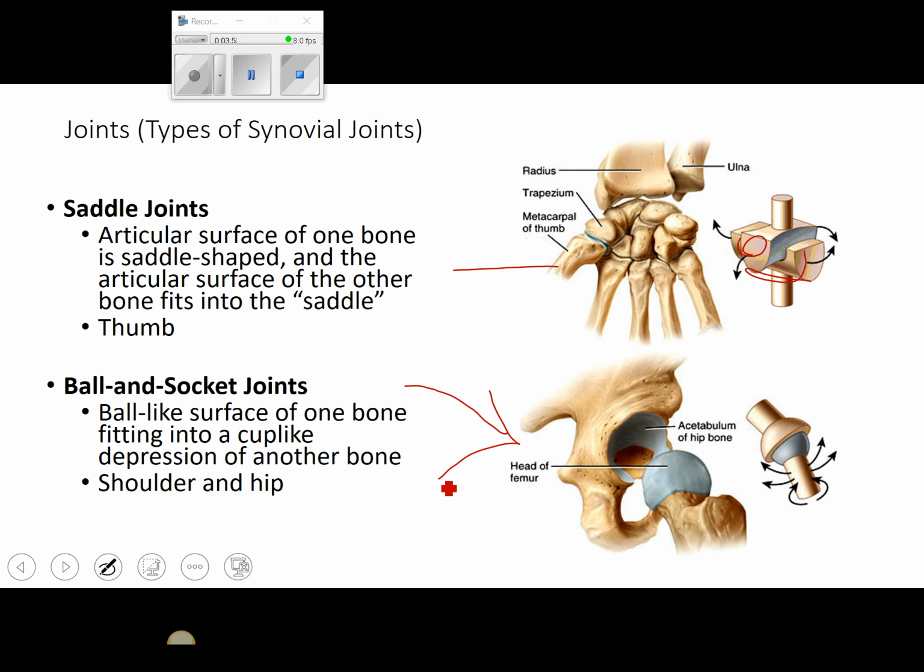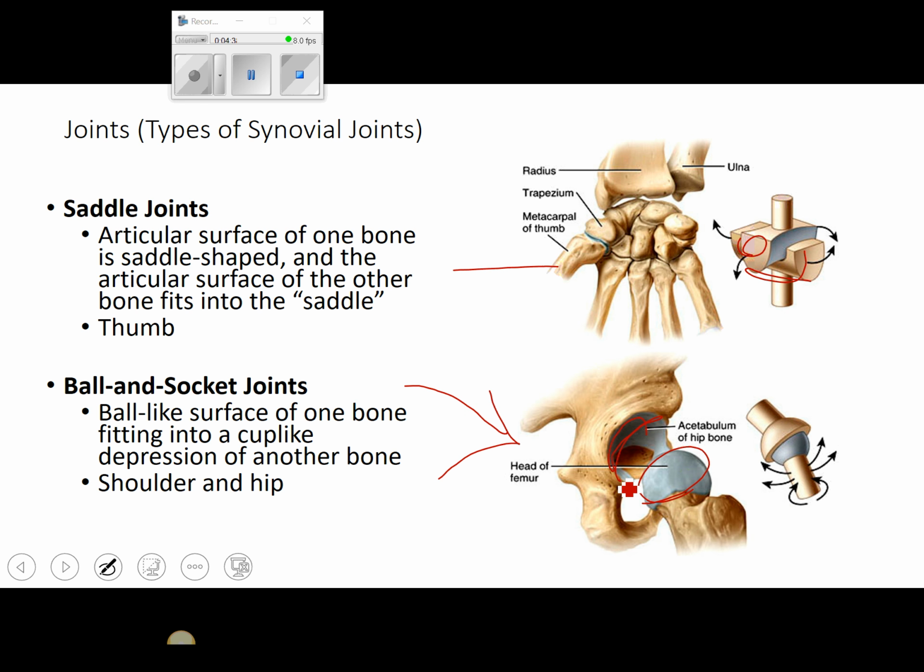Your ball and socket joints have a ball-like surface, or the head of one bone, that fits into a cup-like depression of another bone. Examples of this would be your shoulder joint and your hip joint. With the shoulder joint, the head of the humerus articulates in the glenoid cavity of the scapula. With the hip joint, the head of the femur, which is shown here, articulates into the acetabulum depression of the hip bone. It also allows flexion, extension, abduction, adduction, and rotation.